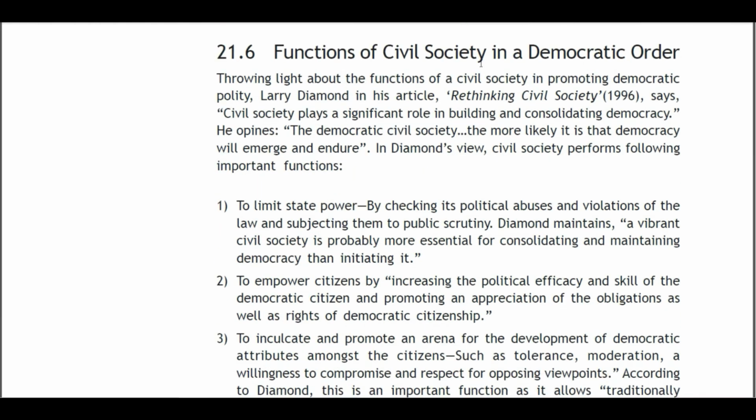21.6 Functions of civil society in a democratic order. Throwing light on the functions of civil society in promoting democratic polity, Larry Diamond, in his 1996 article Rethinking Civil Society, says civil society plays a significant role in building and consolidating democracy. He opines that the more vibrant the civil society, the more likely it is that democracy will emerge and endure. In Diamond's view, civil society performs the following important functions.